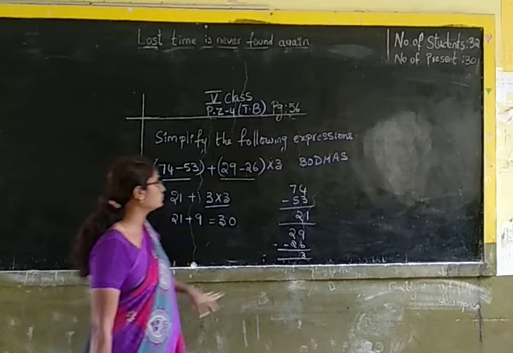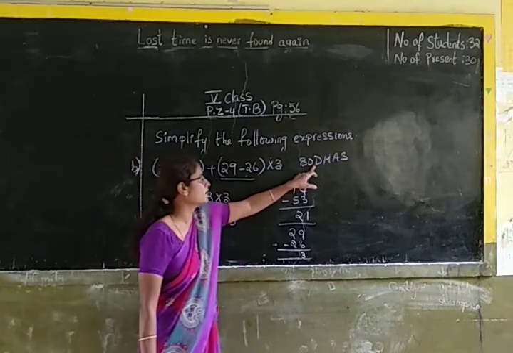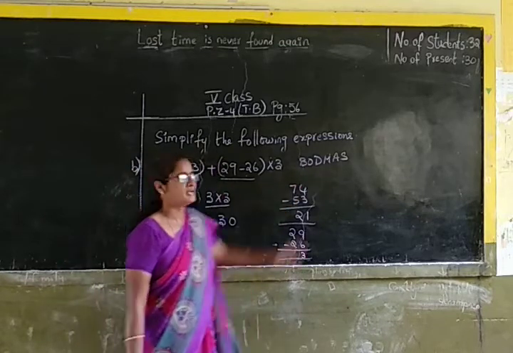According to the BODMAS rule, next what you have to do? You have to do of. Of is not there. So next you have to do division. Division is not there. Next you have to do the multiplication.